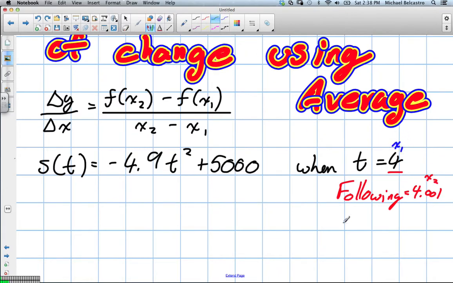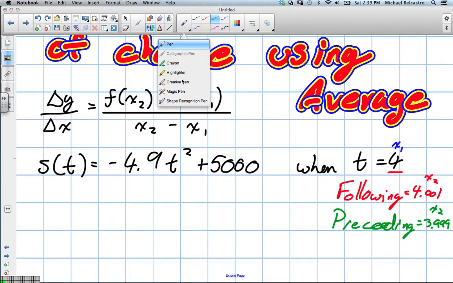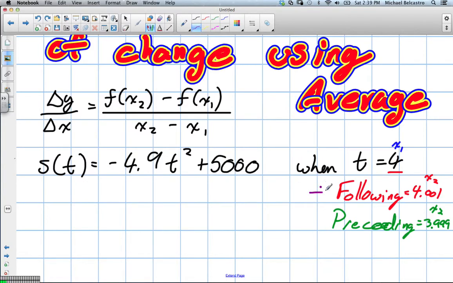And then preceding, a preceding interval that is extremely close would be, and again, it's going to be another x2. We're going to have to do this formula twice, one for following, one for preceding, would be 3.999. Right? That's extremely close to 4. So those are going to be our x2s. In one example, we're going to use this guy as the x2, so that'll be our following example.